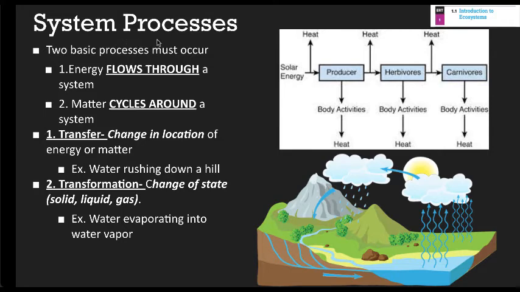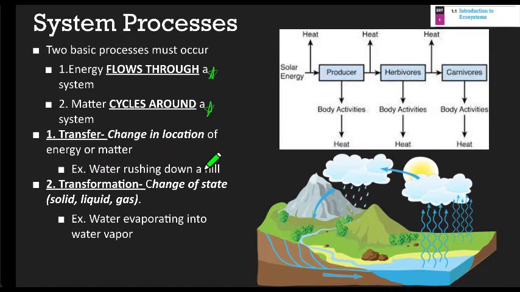System processes. In a system, we have two basic processes that must occur, and these are really pretty critical, and that's why they're bold and underlined. Energy flows through, matter cycles around. We got to understand that matter is going to cycle within a system, and it can change forms. A lot of times we get transformations and transfers of energy and matter, which is kind of the next two big terms. So when we use those terms, we're talking about transfer as a change in location of energy or matter.